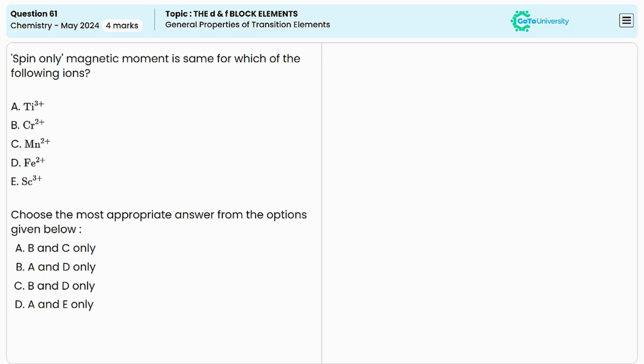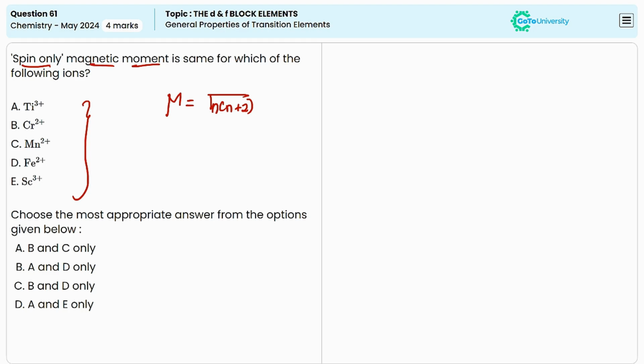In this question, different transition metal ions are given. We have to find out the one which contains the same spin only magnetic moment value. Spin only magnetic moment can be calculated by using the given equation, that is equal to root of n into n plus 2. Here n is the number of unpaired electrons present in the particular species. Now let's find out the number of unpaired electrons in each of the species given here.